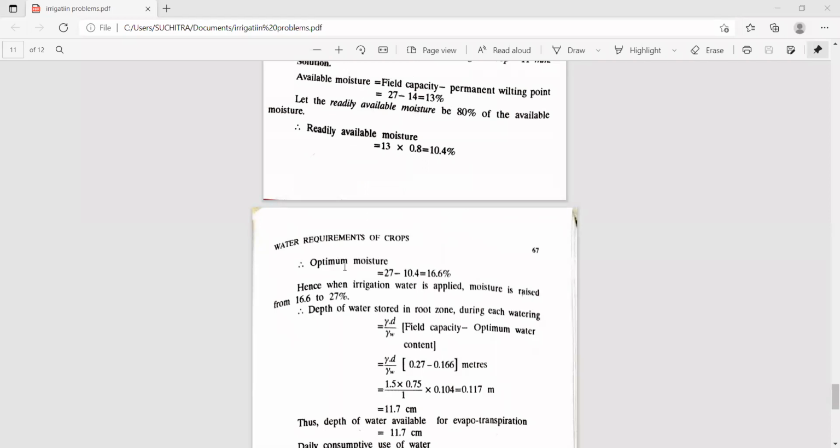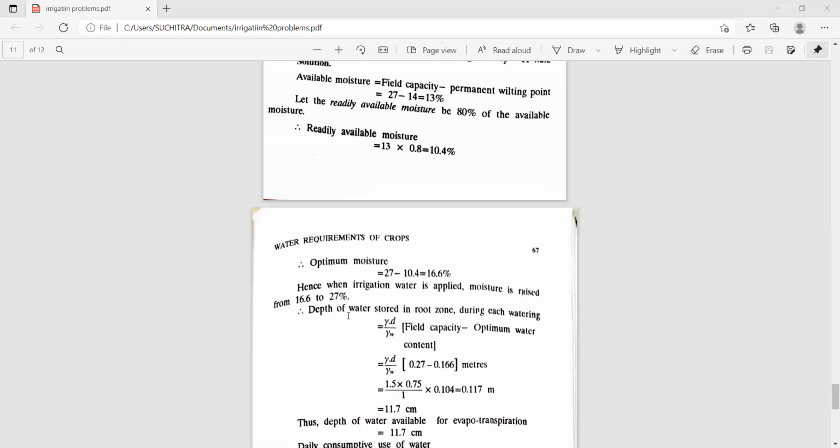Now the optimum moisture in the soil is the field capacity minus the readily available moisture, which is about 16.6%. When irrigation water is supplied, the moisture is raised from 16.6 to 27. 27 is the upper limit of the available moisture content, or field capacity. So for optimum growth of a crop, the moisture should be between the readily available moisture, that is the optimum moisture content, and the field capacity. In this range, the crop will have optimum growth or maximum yield.